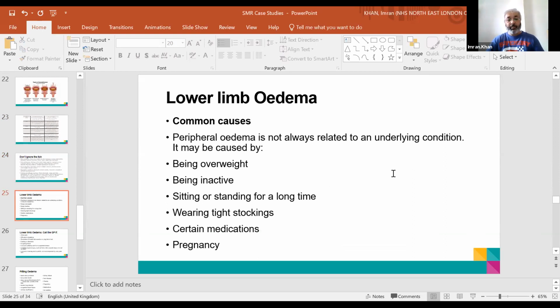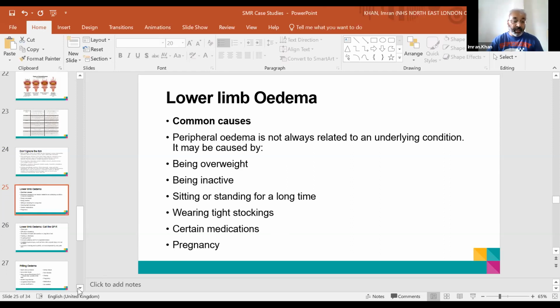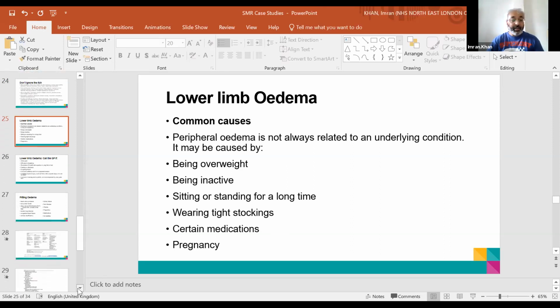Lower limb edema. We already know she's overweight. She's inactive. She sits for a long time. So probably that is the cause. It's recently developed, so probably not the amlodipine. Although I can't 100% rule it out either. There isn't really many options.